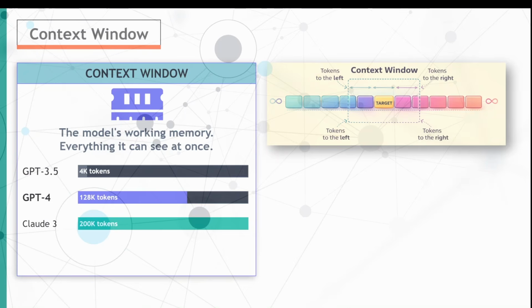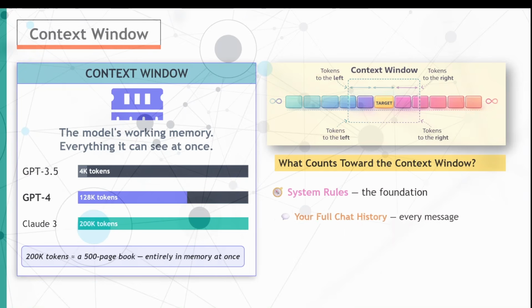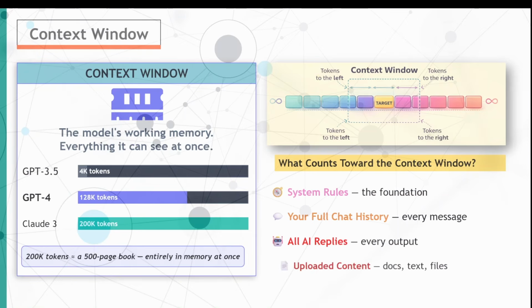Now, everything in the current conversation counts towards your context window. That is your system prompt, your entire conversation history, the model's previous responses, and any documents you paste in. Once you hit the limit, the oldest messages get dropped. The model literally forgets them. It has no memory outside the context window. For instance, 200,000 tokens is approximately a 500-page book that it can remember at once. That's the power of the context window. The bigger the context window, the better the response.